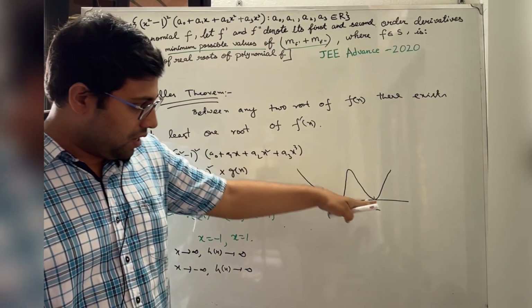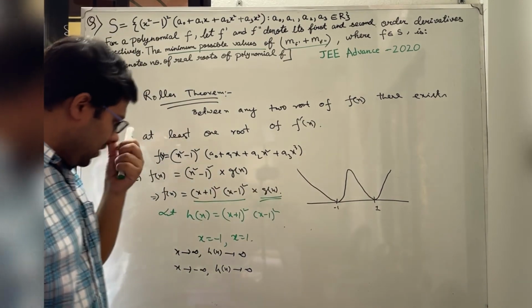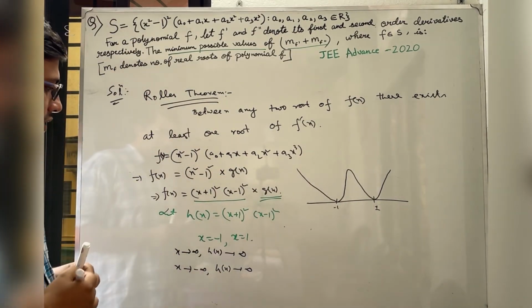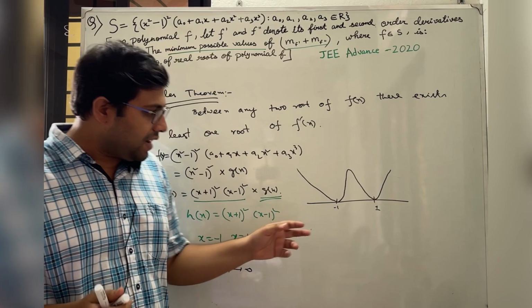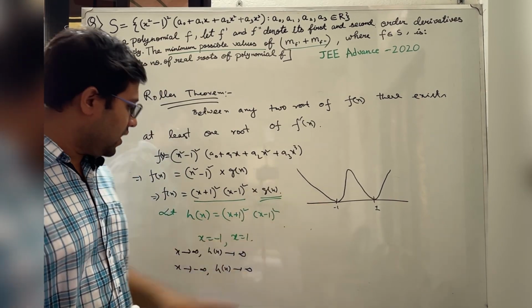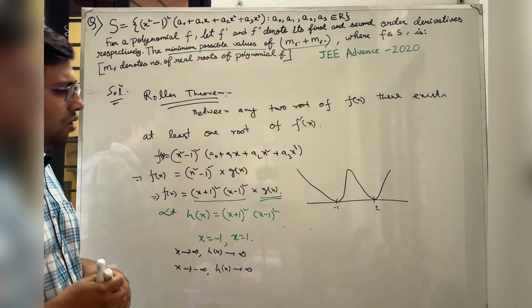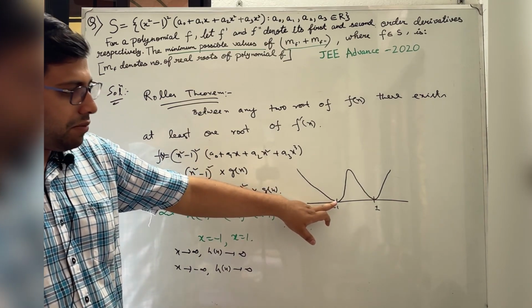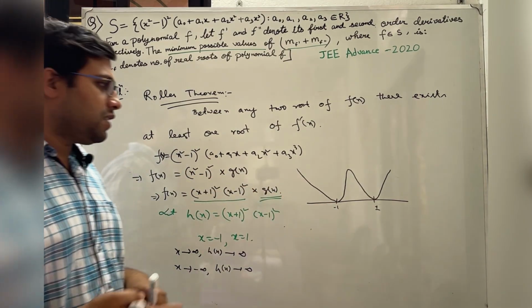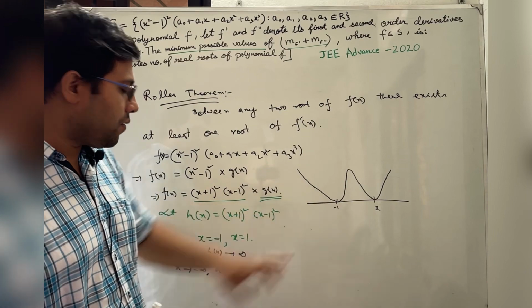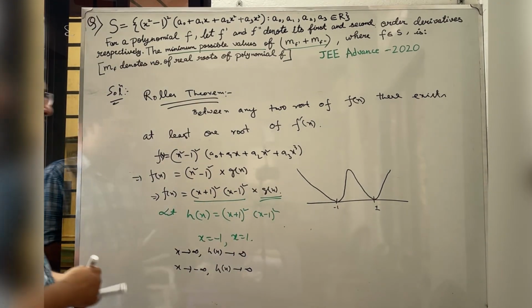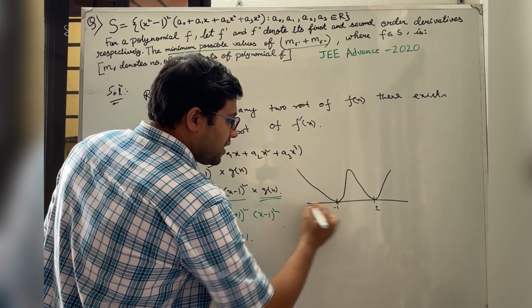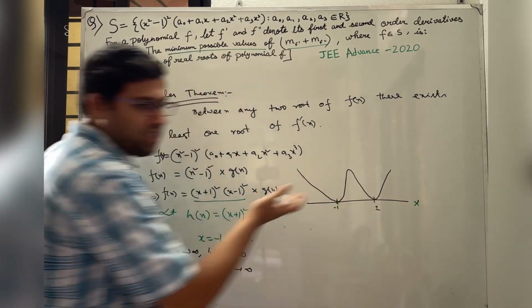Then it will go upwards again. Now it is very interesting to see that as x equal to minus 1 is a multiple root, at that point the discriminant must be 0. And one more thing is that at x equal to minus 1, the x-axis becomes its tangent.